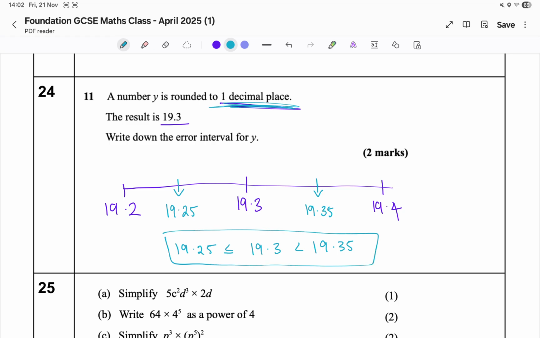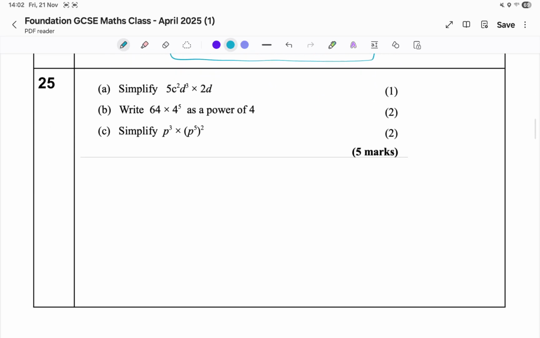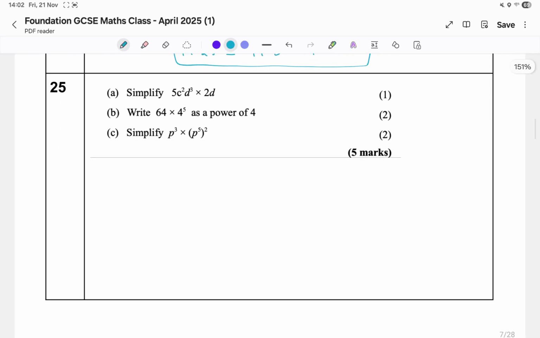And it's always the same format. Do a number line and in between. And now, last few questions. We're moving on to laws of indices, powers and roots. So question A. Simplify 5c squared d cubed times 2d. So you have to think which ones are the like terms.